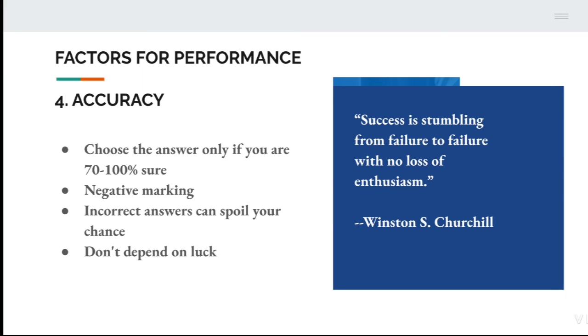So, four is accuracy. You need to maintain the speed, but once again, accuracy as well, because most of the examinations will have negative marking. So, you can't afford to select a wrong answer. If you're not 70% sure, then don't attend the question, I'd suggest. Choose the answer only if you're 70 to 100% sure.